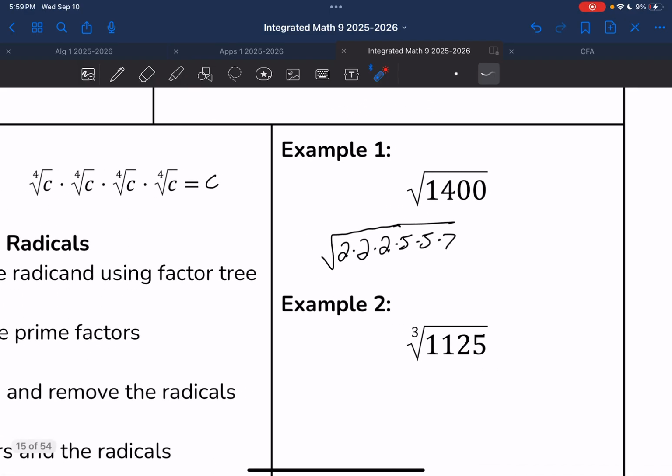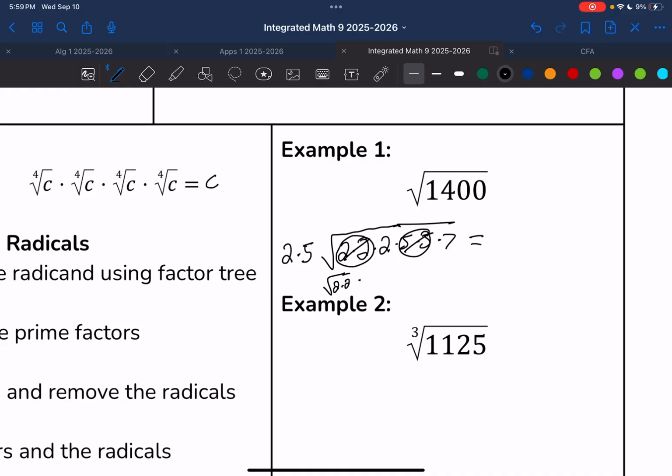Once we have that, our index here is 2, right, because it's a square root. So it's not written, but it's an implied 2. So we want to look for any sets of 2. So I'm seeing here I have 2 2s there, and I have 2 5s there. And what I'm going to do is write those outside the radical. That's because if we were to break this up, we could do the square root of 2 times 2 times the square root of the rest of them.